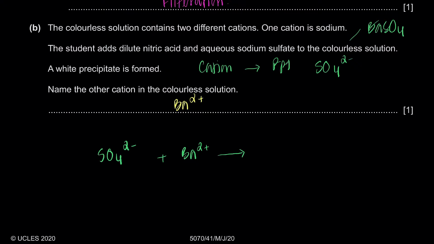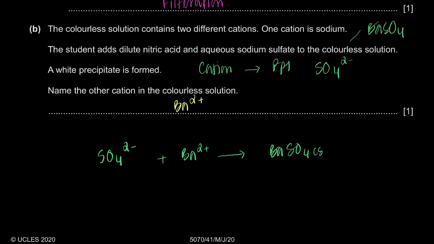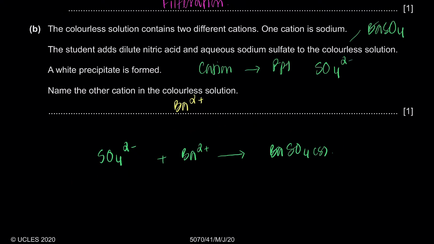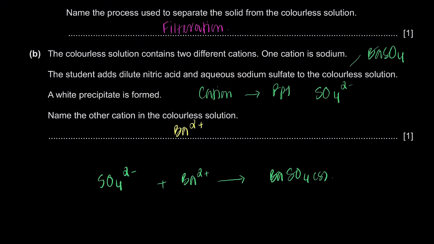And what happens is barium sulfate is formed, which is a solid, and forms a precipitate, a white precipitate. Okay, this is what you know. This information is in the books, right? Sulfate ion ka test, add barium, aqueous barium ions, right?